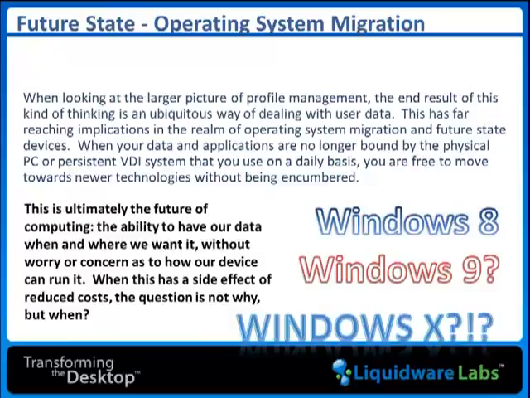When your data and your applications are no longer bound by the physical PC or persistent VDI system that you use on a daily basis, you're free to move towards newer technologies without being encumbered. And this is ultimately the future of computing, to have the ability to have our data when and where we want it without worry or concern as to how our device can run it. This has a side effect of reduced costs, but the question is not why, but when. And with Profile Unity and FlexApp, when is now. How is with Profile Unity and FlexApp, and why is more like why not.